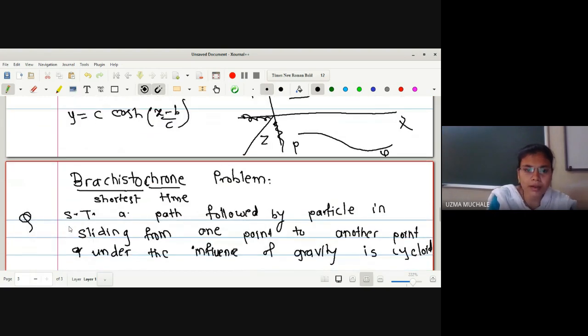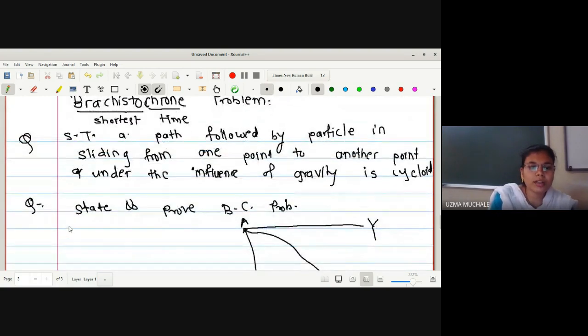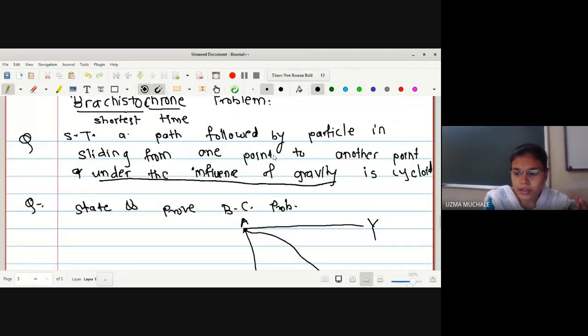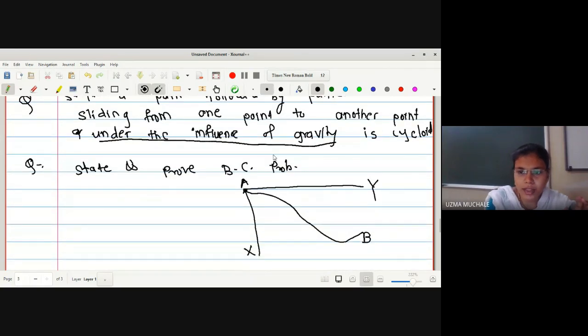Obviously, the time will be minimum, because it is observed under the influence of gravity, right? So what we have to show is that the path we have obtained is a cycloid. Okay, we have to show that whatever path we have obtained is a cycloid.